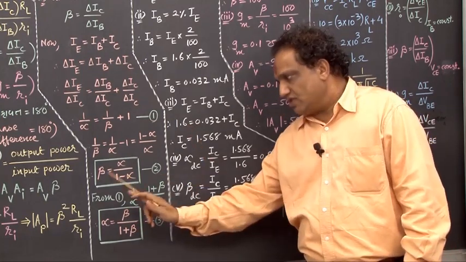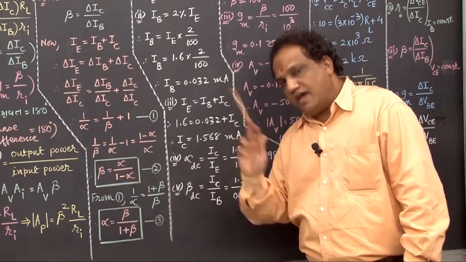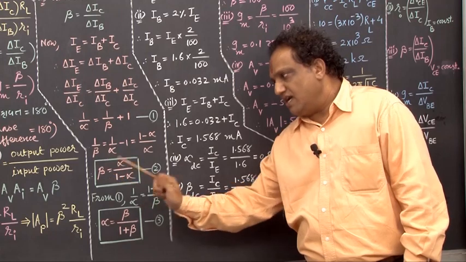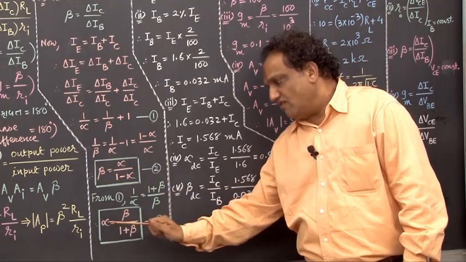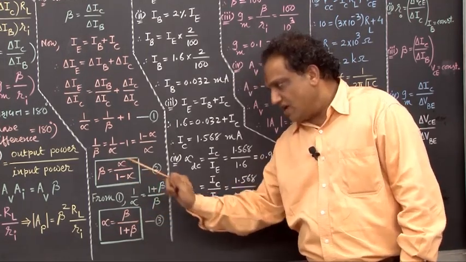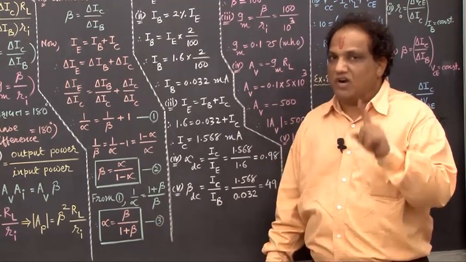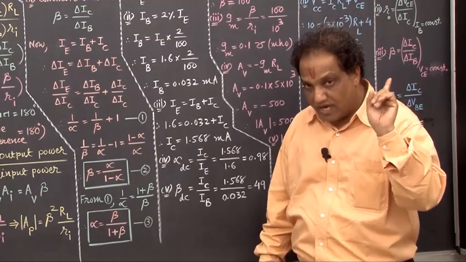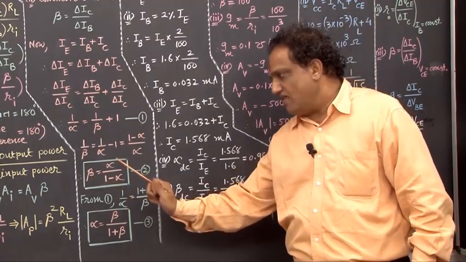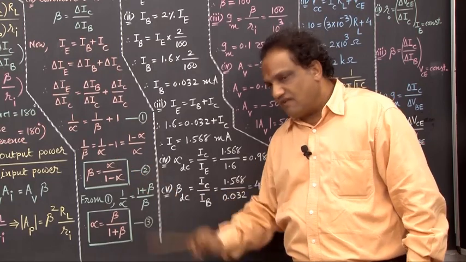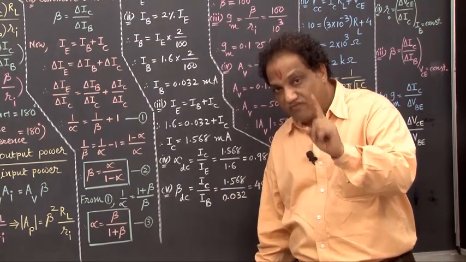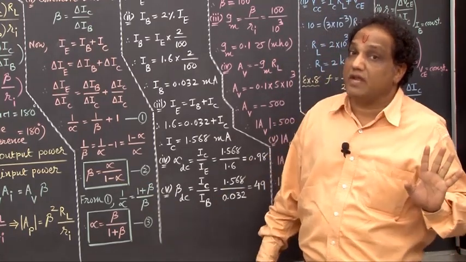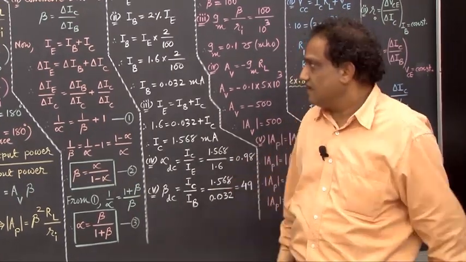Beta equals alpha upon 1 minus alpha, and alpha equals beta upon 1 plus beta. This is the formula of beta in terms of alpha. This is the formula of alpha in terms of beta. If you can remember both, well and good. But if you cannot remember both, at least remember one formula, because it will be useful in the numericals. Beta equals alpha upon 1 minus alpha. What is alpha? Current gain in case of common base circuit, and beta is current gain in case of common emitter circuit. Got it? Fine.